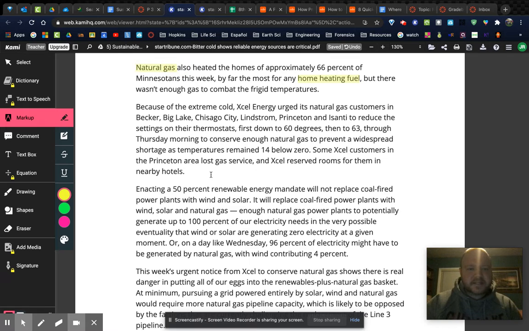It goes on to say, Because of the extreme cold, Xcel Energy urged its natural gas customers in Becker, Big Lake, Chisago City, Lindstrom, Princeton, and Isanti to reduce the settings on their thermostat, first down to 60 degrees, then to 63 through Thursday morning to conserve enough natural gas to prevent a widespread shortage as temperatures remain below 14 below zero. Some Xcel customers in the Princeton area lost gas service, and Xcel reserved rooms for them in nearby hotels.